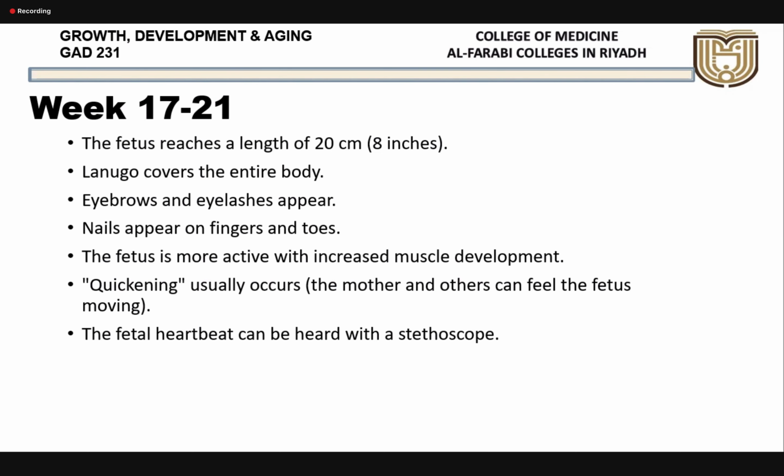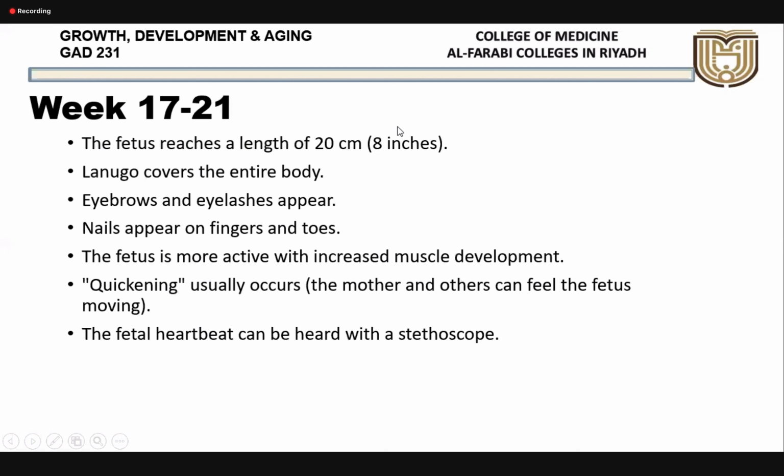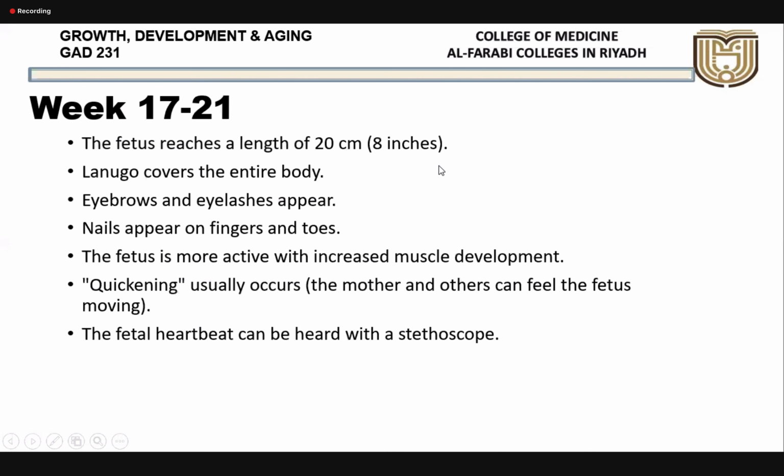Now coming to weeks 17 to 21. The fetus has grown from 6 inches to 8 inches, or 20 centimeters. And the lanugo covers the entire body. Previously we saw lanugo only on the head. These are special primitive hairs, and now they are seen on the entire body, not only the head. You might have seen babies born with hair on them. These are primitive hairs which will shed later.